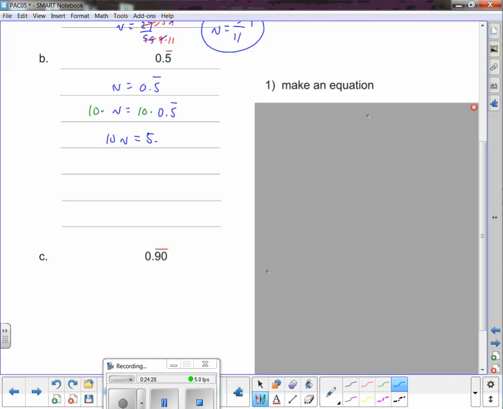You always have to keep that decimal part. Because remember, a 0.5 bar is a 0.5555555, right? You always got to keep that decimal part. Okay, now what do we do? Subtract the original. What's our original? N equals 0.5 bar, right?